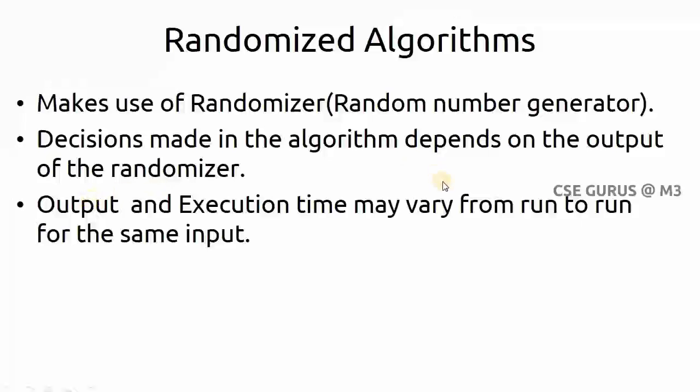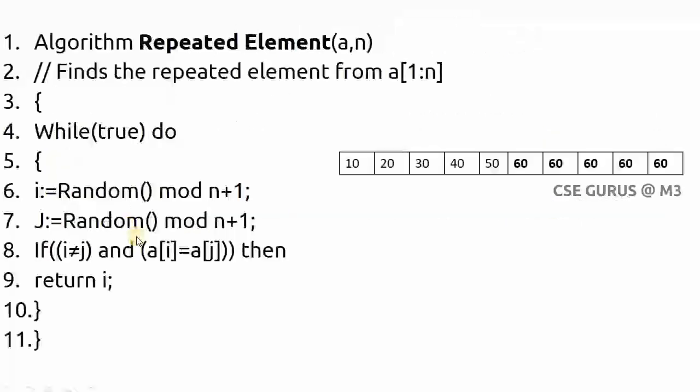Now, output and execution time may vary from run to run for the same input. I have given the same input, but the output may vary. The i and j values are continuously generated. If they are continuously generated from 1 to 5, you cannot get the answer. Or if the i value is from 1 to 5 and the j value is from 6 to 10, definitely you won't get the answer, even if you try 100 times or 1000 times.